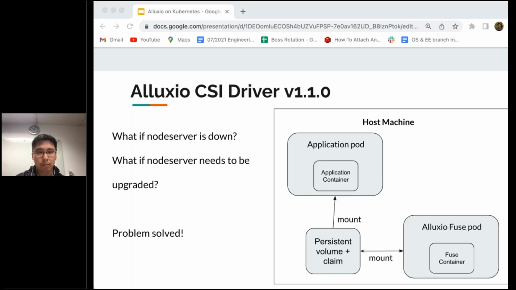Now, looking back at the problems we were facing with the first version of the CSI driver, as we can see here, although the node server for some reason is down, the Alluxio Fuse pod is still up and running and continues to serve data.